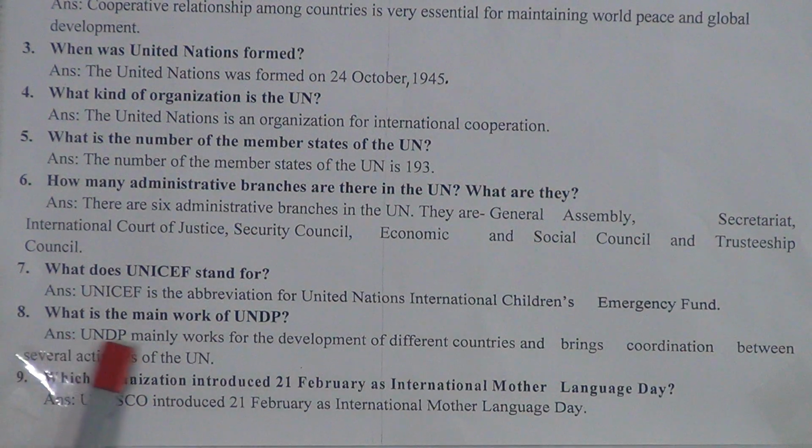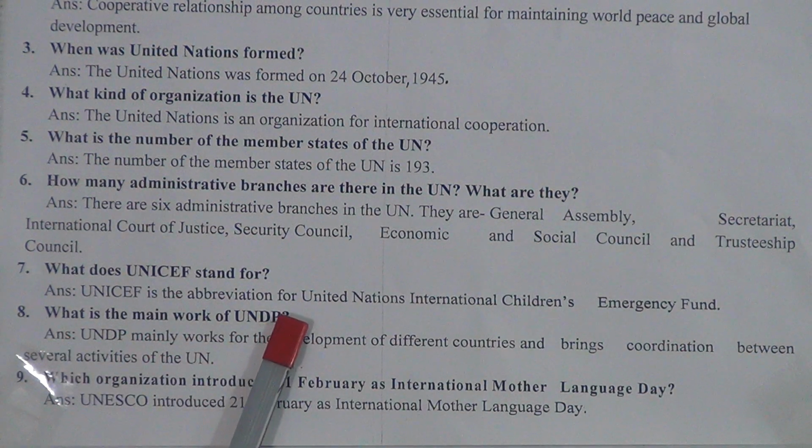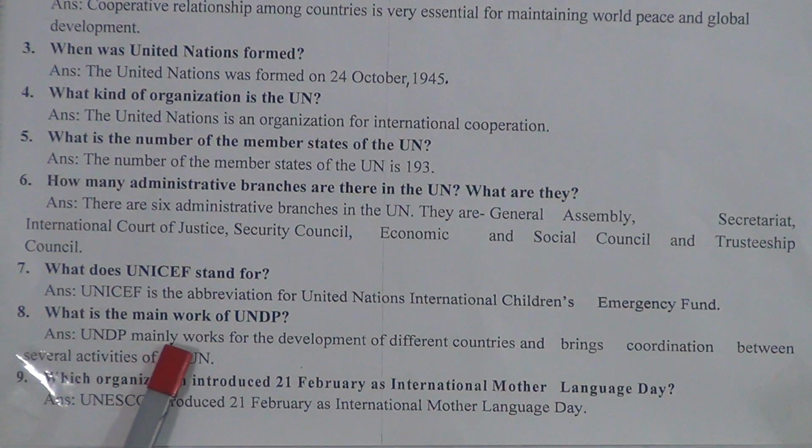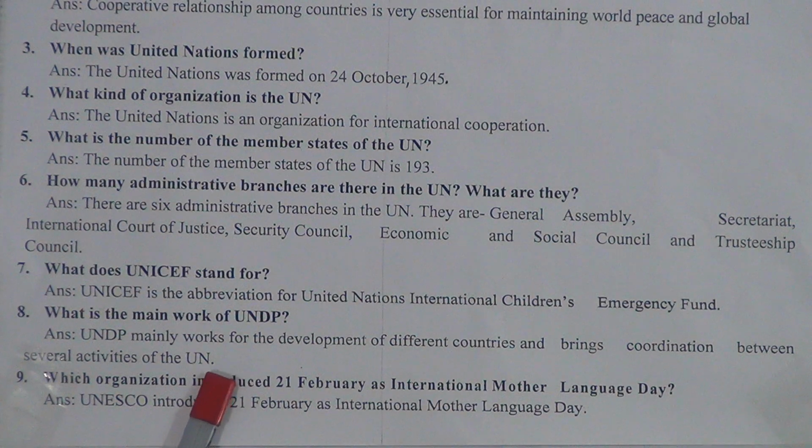Now number 8, what is the main work of UNDP? And the answer is UNDP mainly works for the development of different countries and brings coordination between several activities of the United Nations or UN. Now number 9, which organization introduced 21st February as International Mother Language Day? We all know that it is UNESCO. So the answer is UNESCO introduced 21st February as International Mother Language Day.